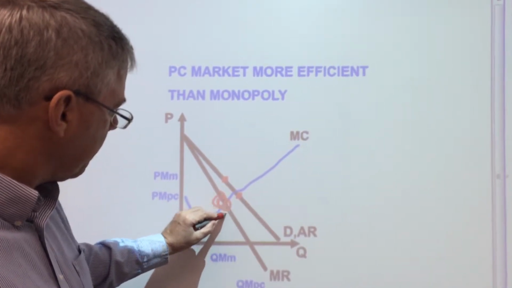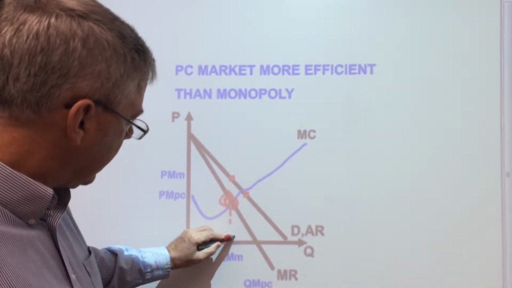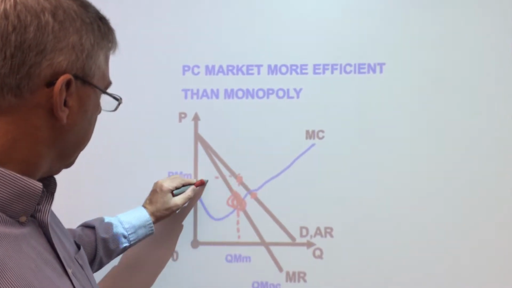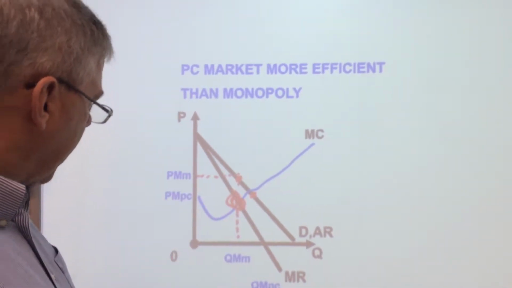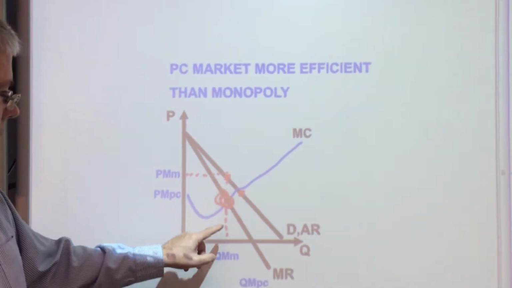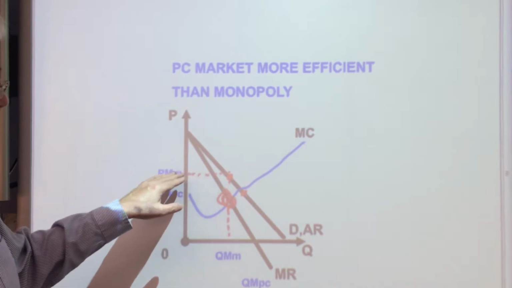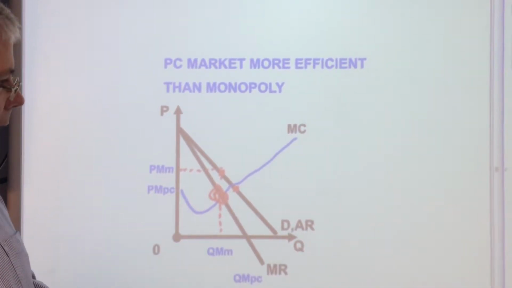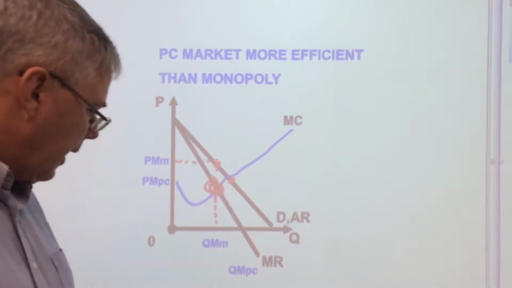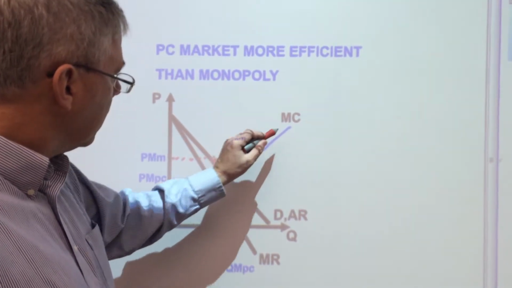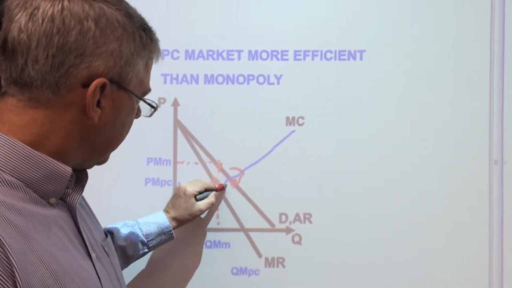And that's right here. If we take our dotted line down and our dotted line up until it hits the demand curve and over, we can see that a monopoly is going to produce this many units, and it's going to charge this price. Now, a PC market, of course, is going to be allocatively efficient, and they are going to produce and sell their product where supply equals demand right here.